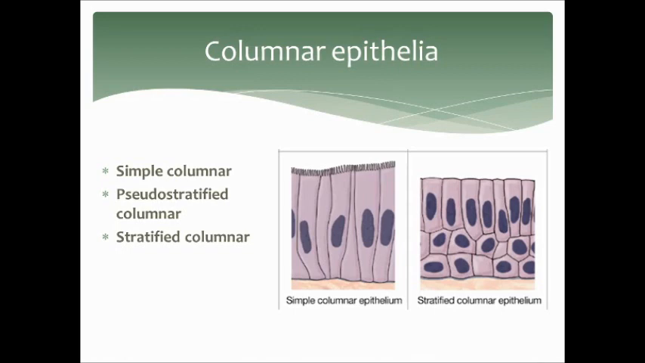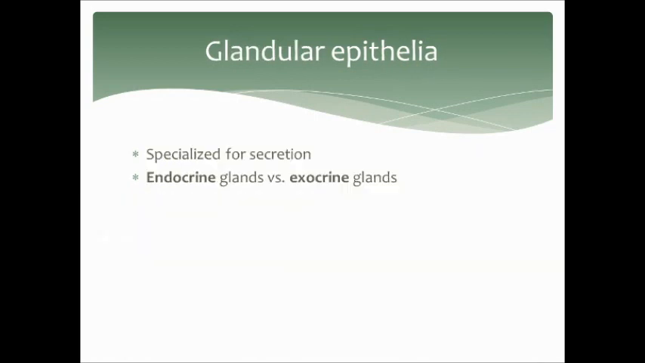Stratified columnar epithelium is also rather rare, just like the stratified cuboidal, and this can be found in the pharynx, epiglottis, anus, urethra, and several excretory ducts. Glandular epithelia are specialized for secretion, so we have endocrine glands versus exocrine glands, and sometimes they're even both. Endocrine glands are going to secrete their substance directly into the bloodstream, whereas exocrine glands will secrete it into a duct, which will bring it to whatever tissue is the target tissue.